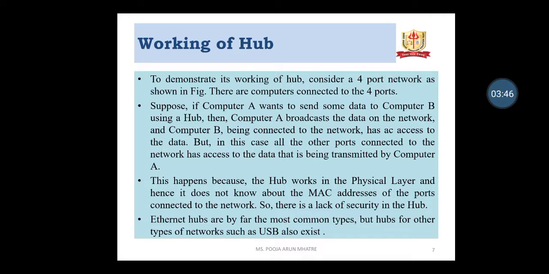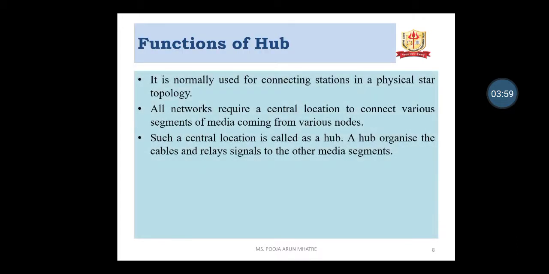Ethernet hubs are by far the most common types, but hubs for other types of networks such as USB also exist. Functions of hub. It is normally used for connecting stations in a physical star topology. All networks require a central location to connect the various segments of media coming from the various nodes. Such a central location is called a hub, and a hub organizes the cables and relays the signals to the other media segments.